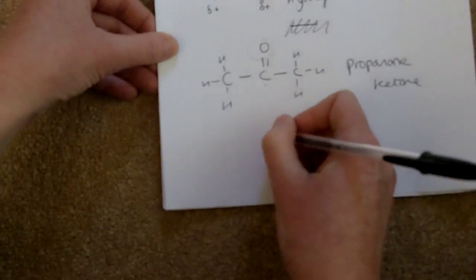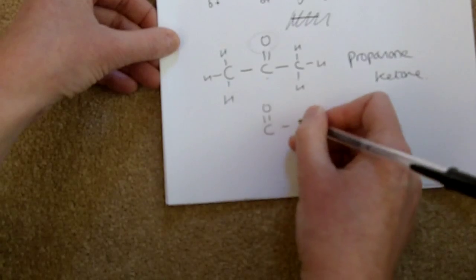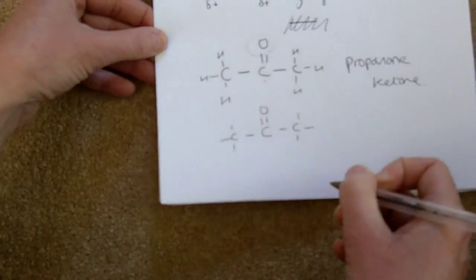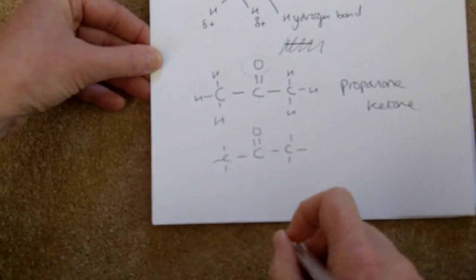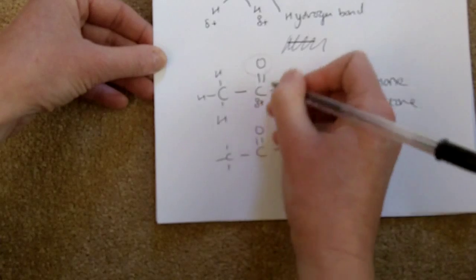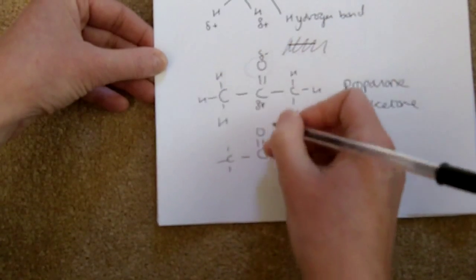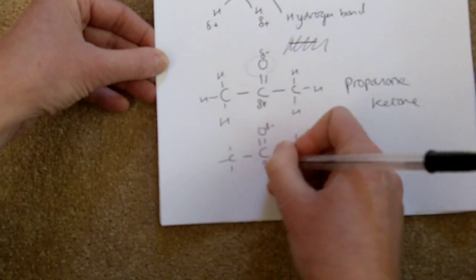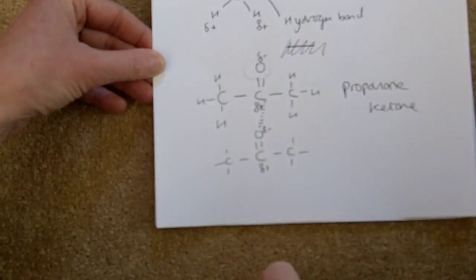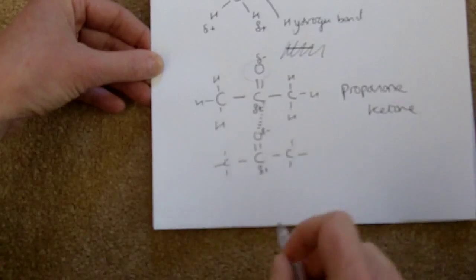So between the molecules of propanone, there is not hydrogen bonding. Instead, we have a permanent dipole, because oxygen is electronegative, and it is the permanent dipole to dipole interactions, because you've got permanent dipole there.